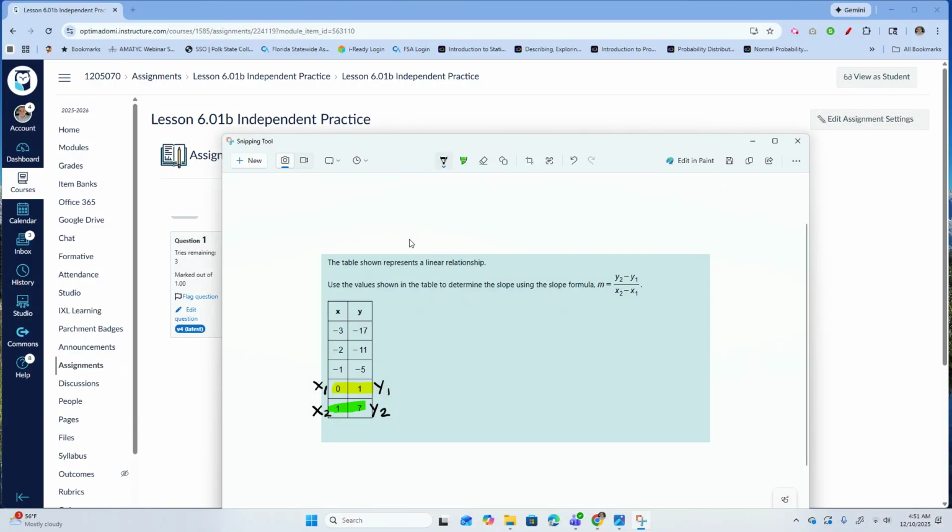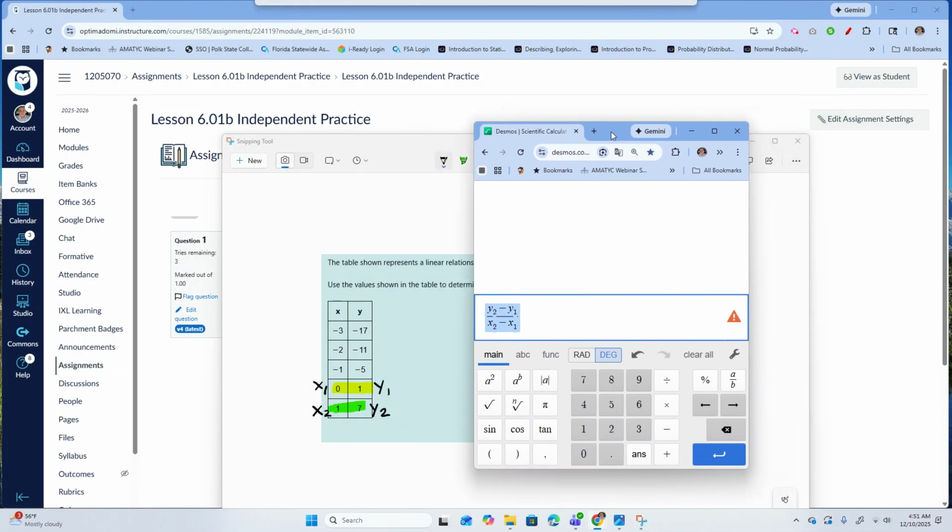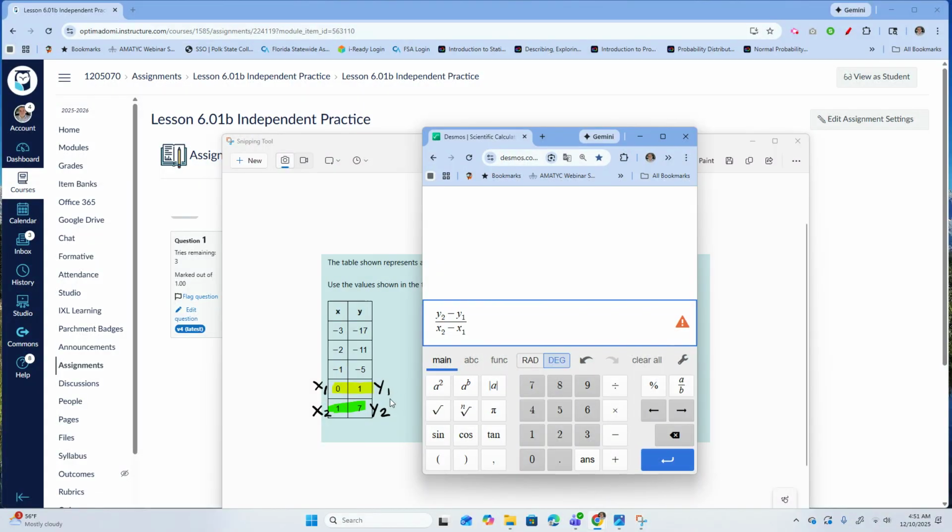Once you do that, you take your decimals calculator and start replacing. Who's my Y2? 7. So I'm going to replace it with 7. Who's my Y1? That will be 1. So I'm going to replace Y1 with 1. Who's your X2? That's going to be 1. You can see it right there. Who's my X1? That will be 0.